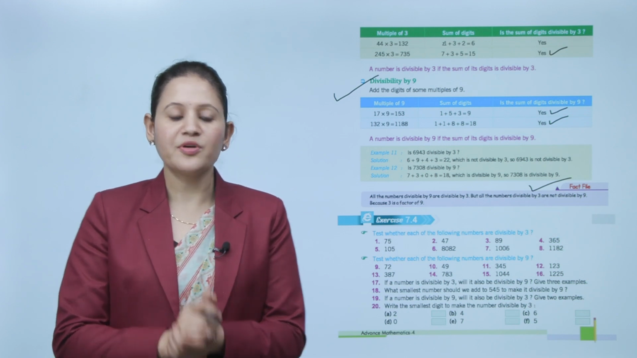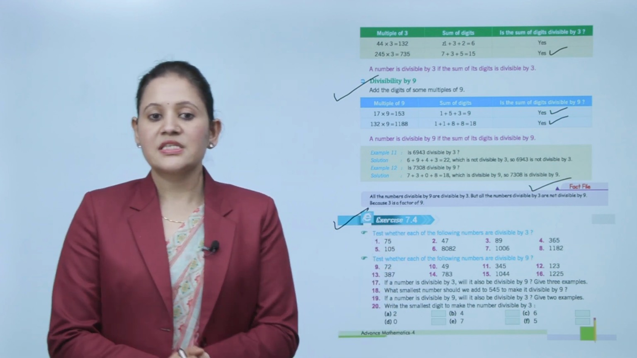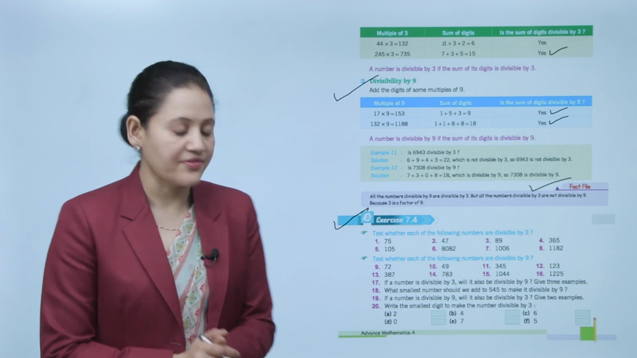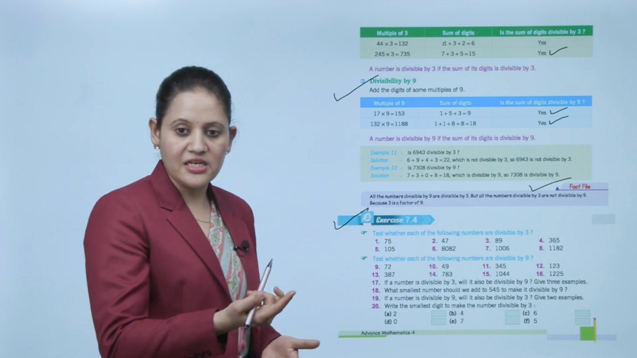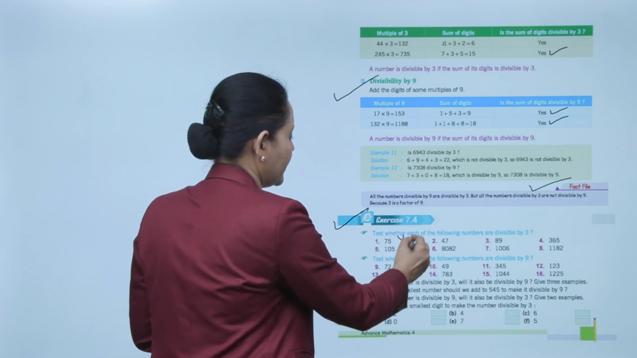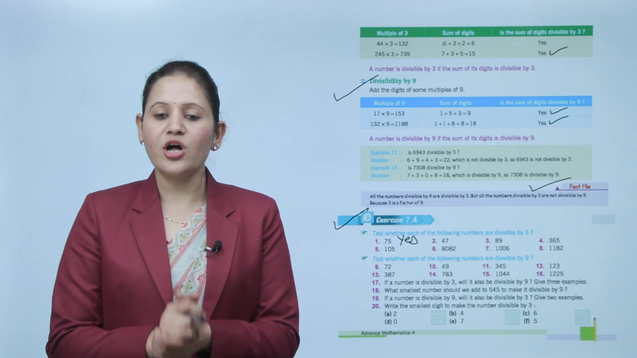Next is exercise 7.4. Test whether each of the following numbers is divisible by 3. The first number is 75. 7 plus 5, that is 12. 12 is a multiple of 3. That means this number is divisible by 3. Clear? So you have to practice all the questions of this exercise.